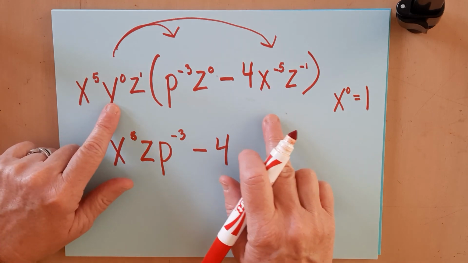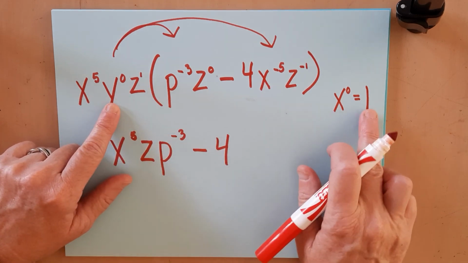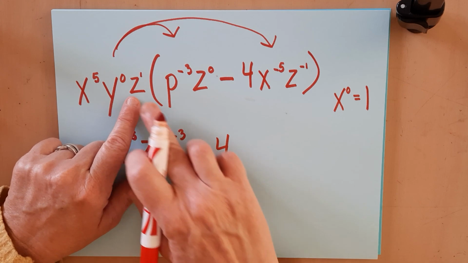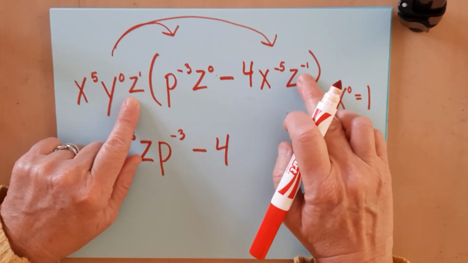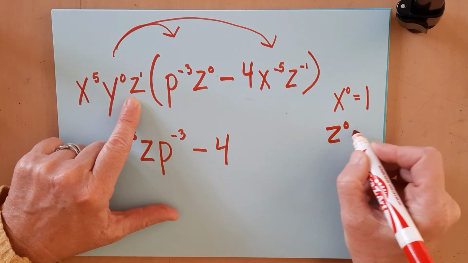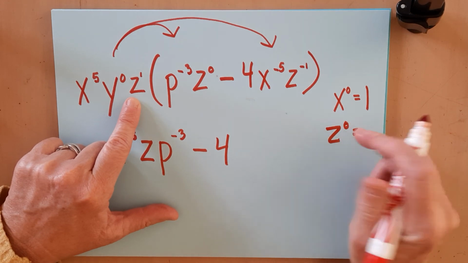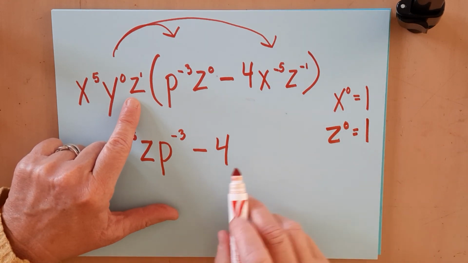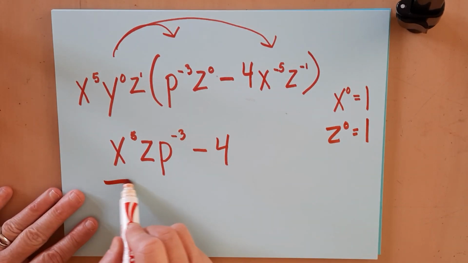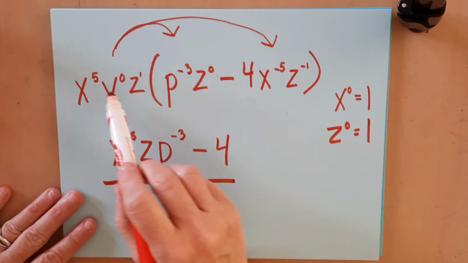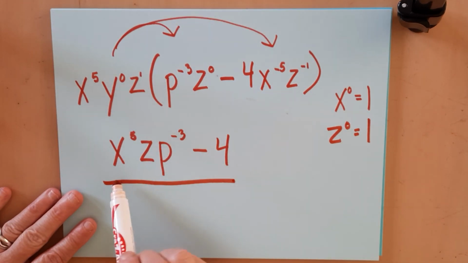Now we have a y to the 0, which is again just 1, so we don't need to put that down. Now we have z to the 1 times z to the negative 1. 1 plus negative 1 is 0. z to the 0th power is 1. And again, 4 times 1 is 4, so we're just going to leave that like that. And this is your answer. When you use the distributive property for this problem, you get this.